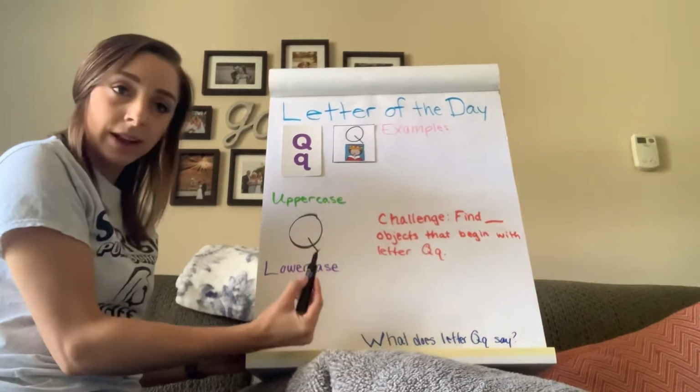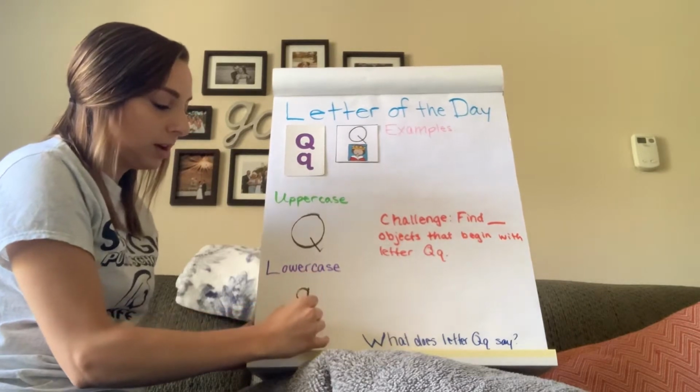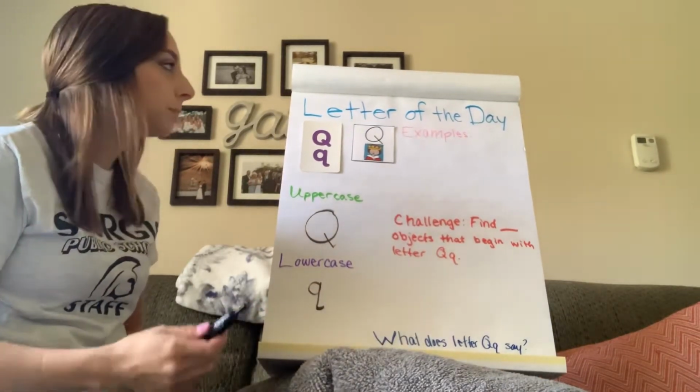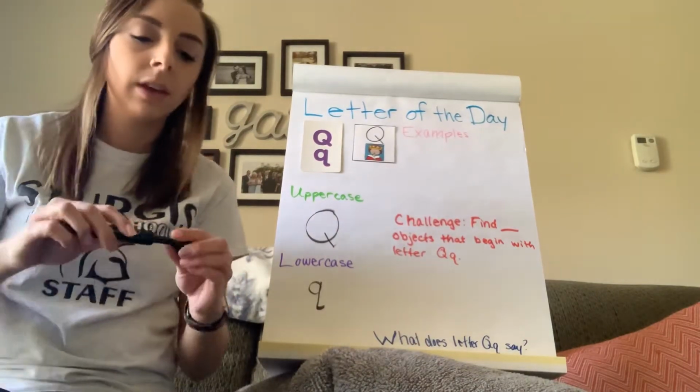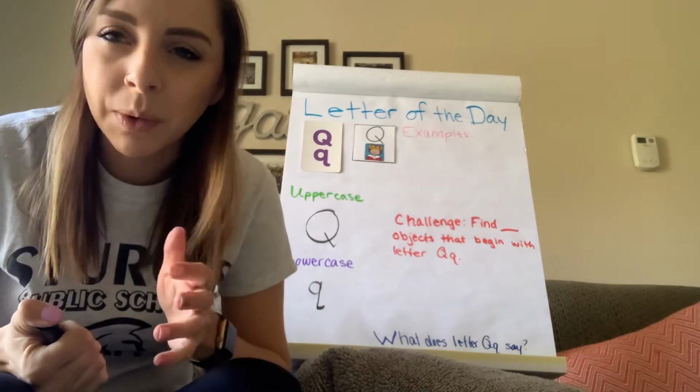Our lowercase Q, we're going to start with a circle, a little circle. And then on the right side of the circle, we're going to take our marker, go straight down, and then go little tail. And that's our lowercase Q. Excellent job.